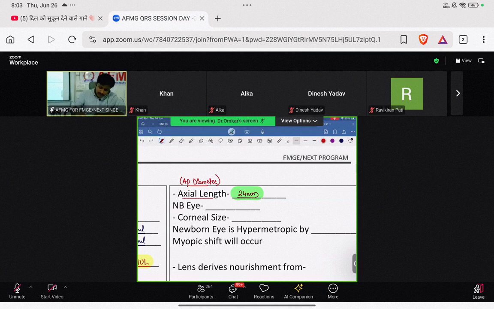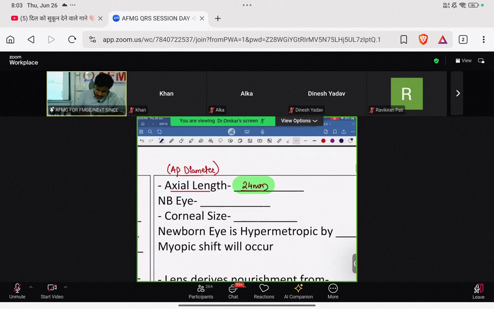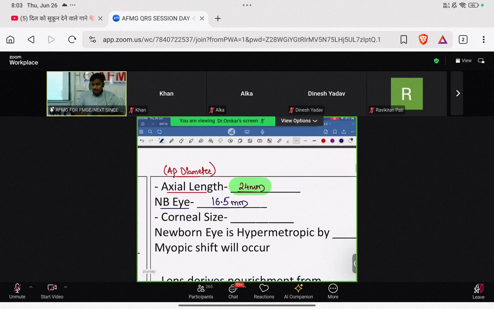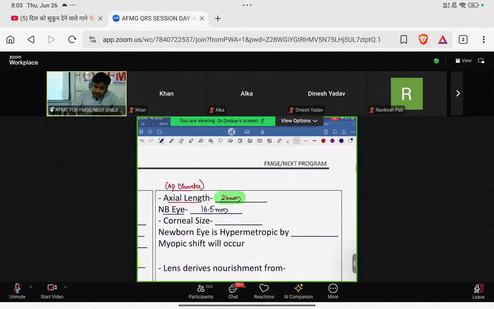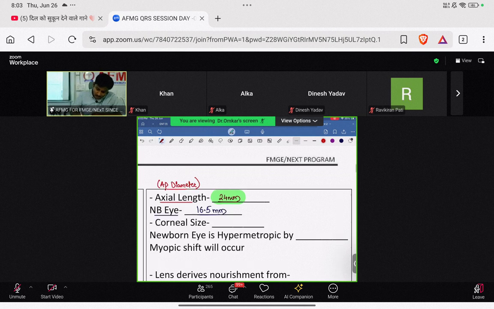No issues still here? Remember. In newborn eye, how much is it? So we know newborn eye the axial length is approximately 16.5 millimeter. Now tell me, basically the axial length of eyeball is measured by which investigation? Ultrasound, A scan or B scan? Answer is ultrasound A scan. So remember A for axial length. So ultrasound A scan will help in measuring the anteroposterior diameter of the eyeball.